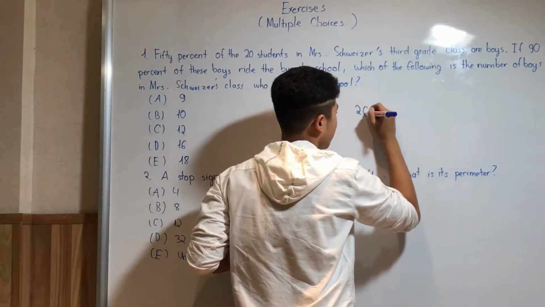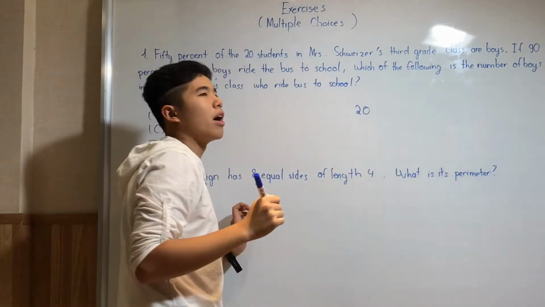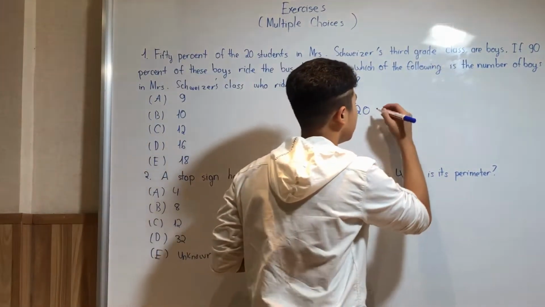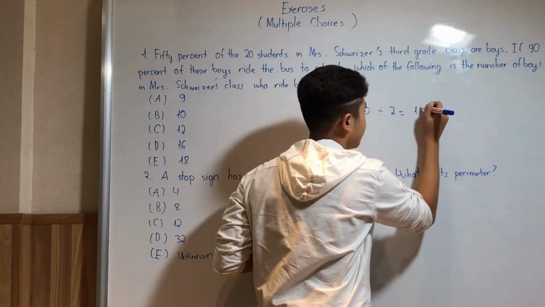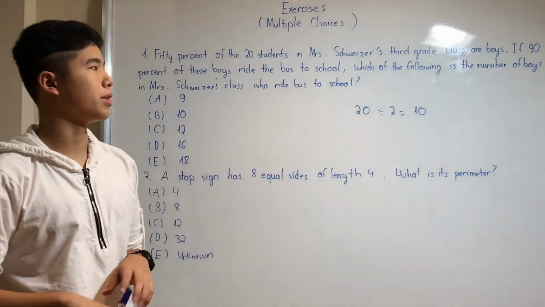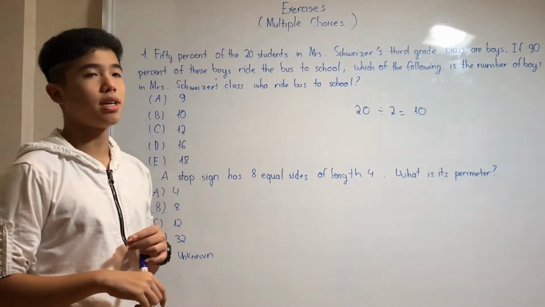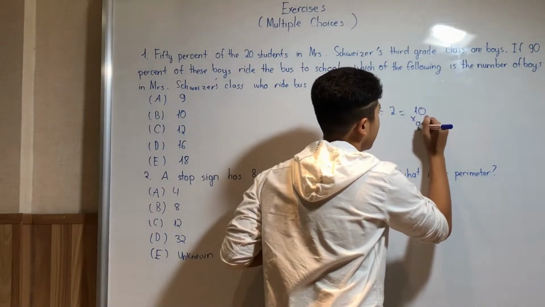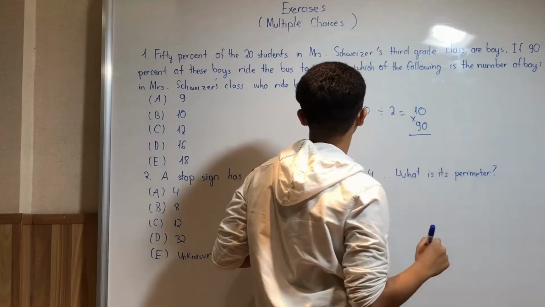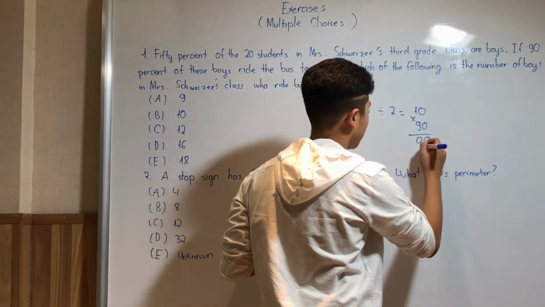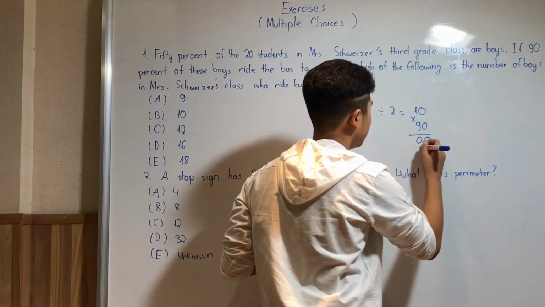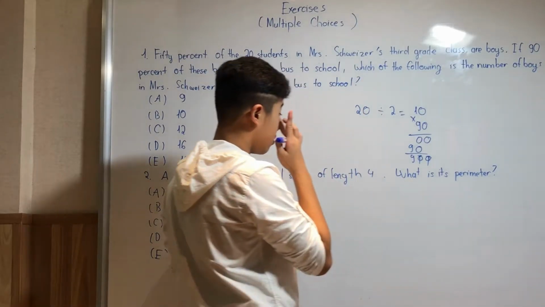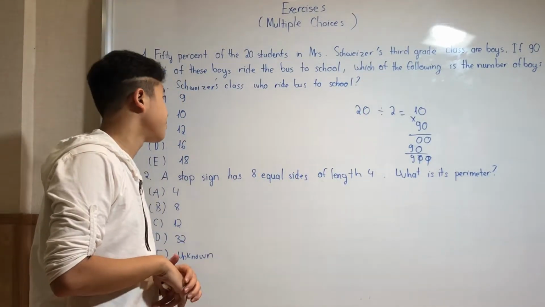So 20 students. If we want to find 50% of 20, we just take 20 divided by 2, that is 10. So 10 of them are boys. If 90% of the boys ride the bus, we will find that 90%. We take 0.9, so 90% of 10 is 9.